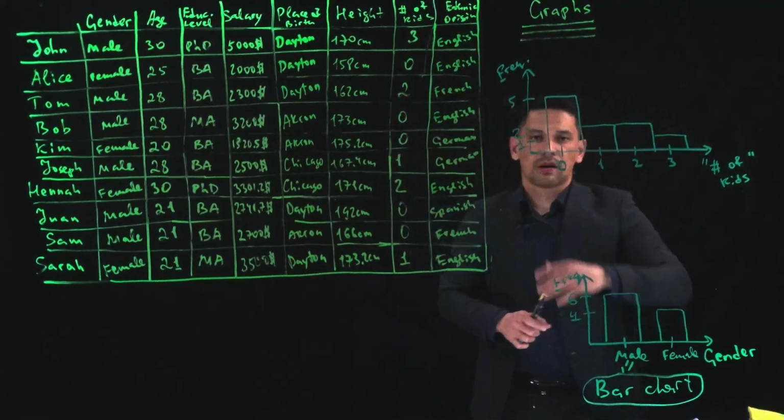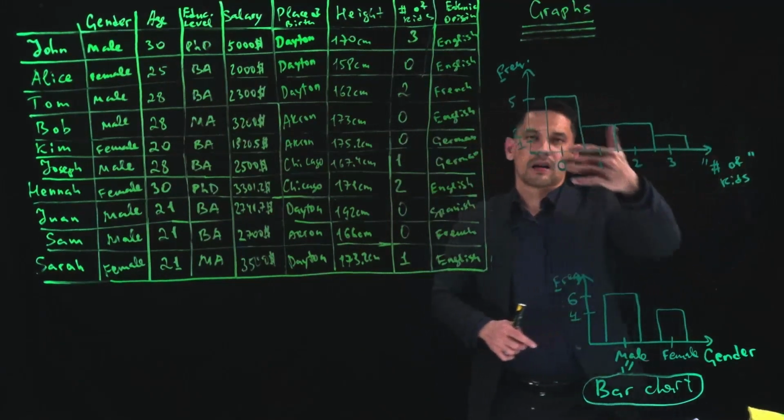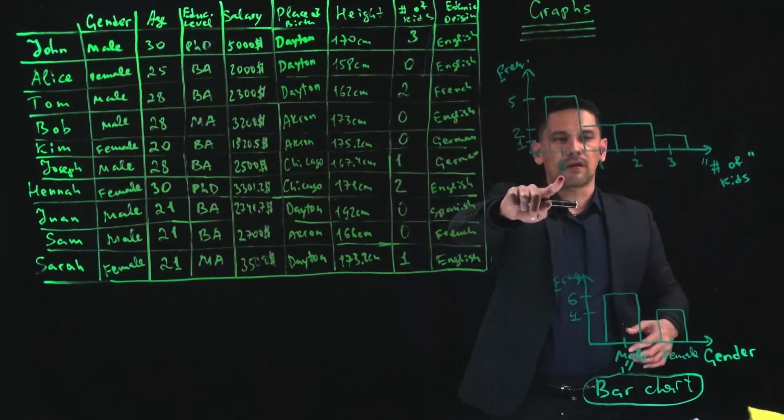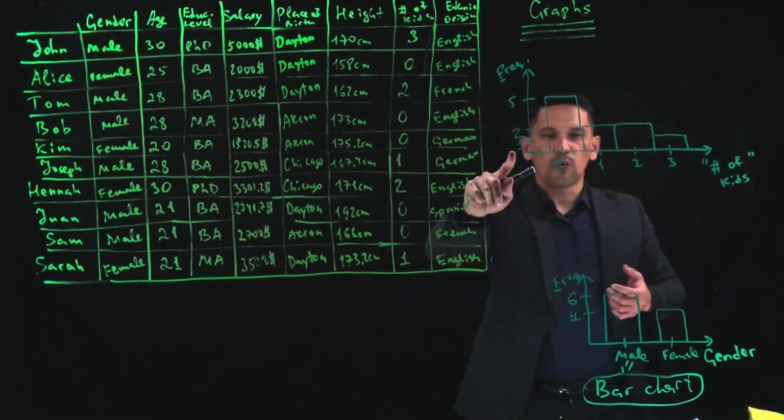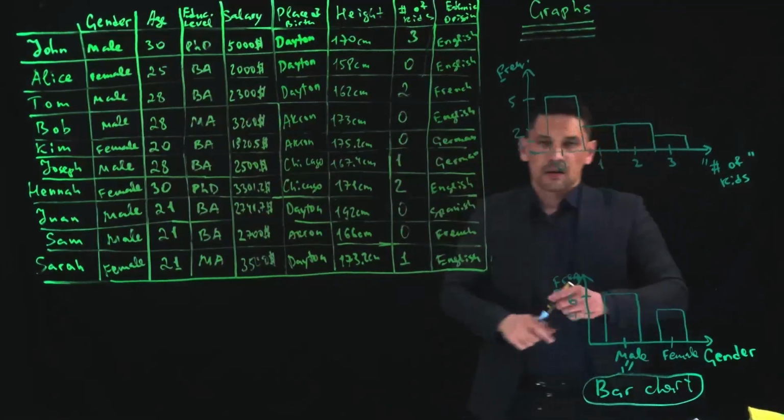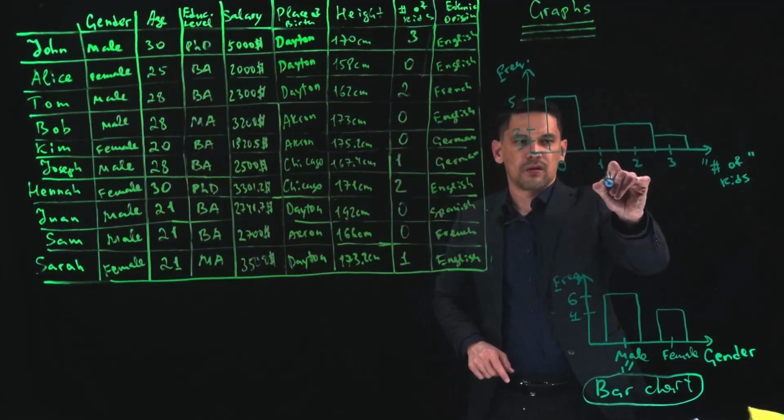Okay, here's the graph showing the variable number of kids. I can see from this graph that 5 employees have 0 kids, 2 employees have 1 kid, 2 of the employees have 2 kids, and only 1 employee has 3 kids, okay? This kind of a graph is called a histogram.